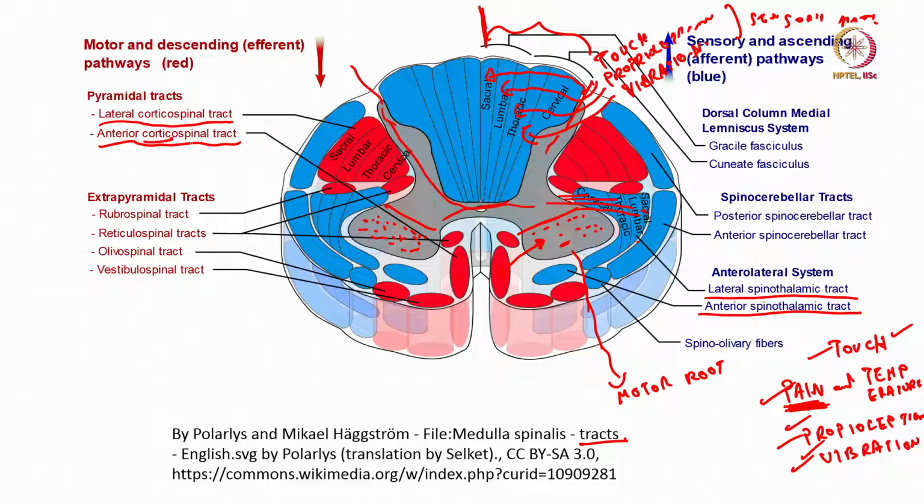Corticospinal: cortico is up, spinal is down. So, they go from the top, the cortex, to the spine.